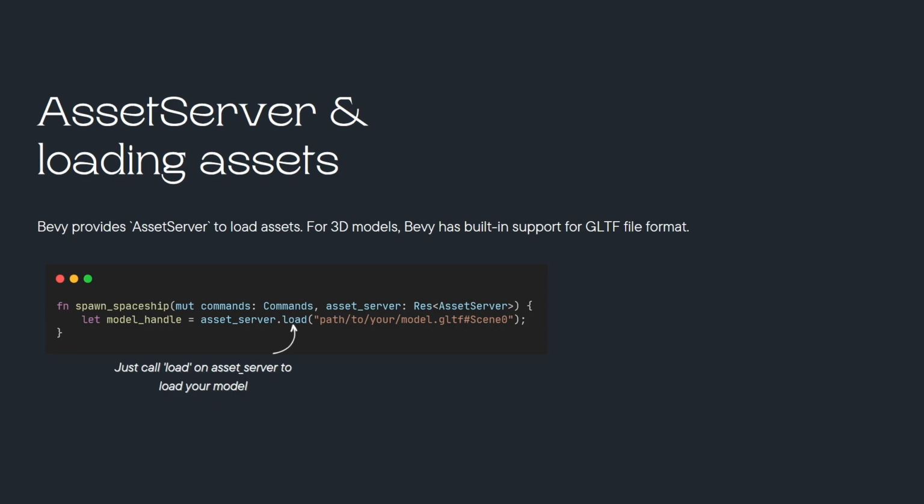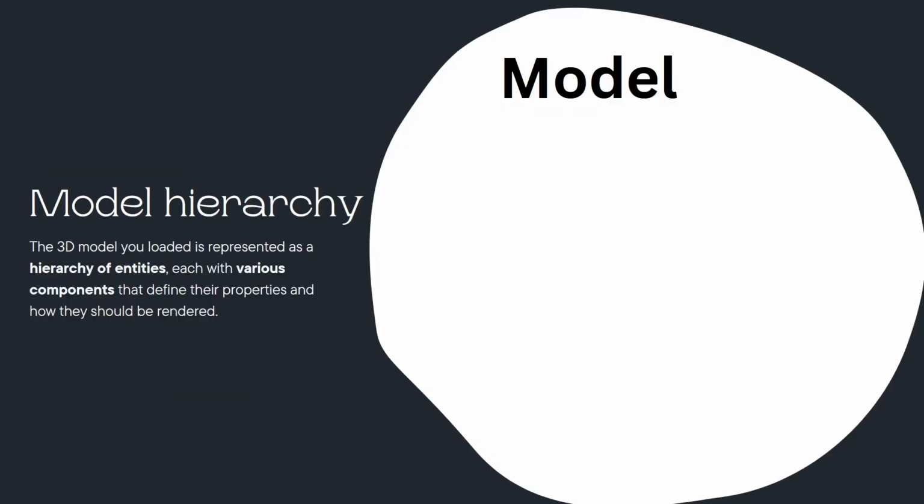Note in the load function argument, when we specify the path to our model, we should include hashtag scene0 when loading a GLTF file. This is because GLTF files can define multiple scenes. So when we just want to load a single model that only has one scene, we still have to say scene0. Once your 3D model is loaded, you can go ahead and spawn it into the world with the scene bundle. The scene bundle allows you to take the GLTF file format and convert that to an entity hierarchy. An entity hierarchy represents all the aspects of your 3D model.